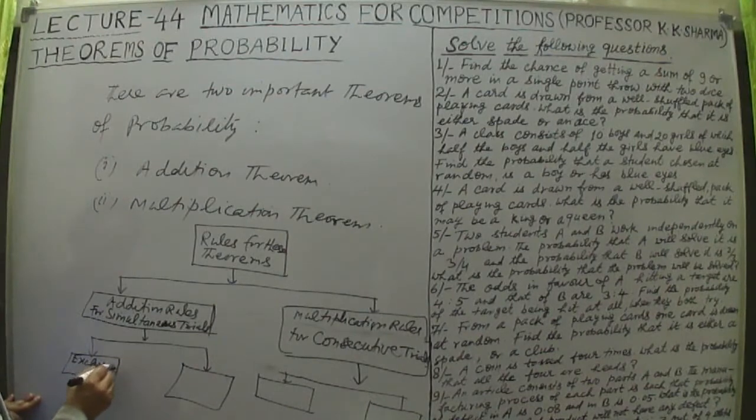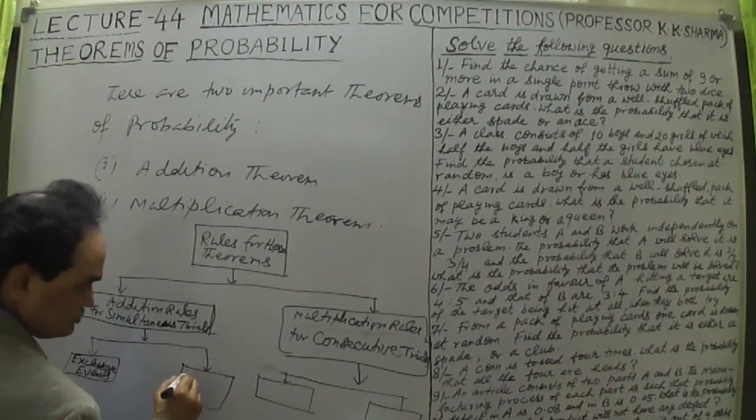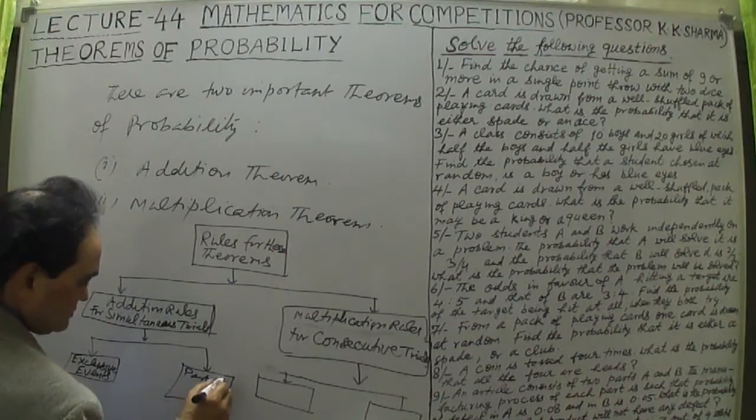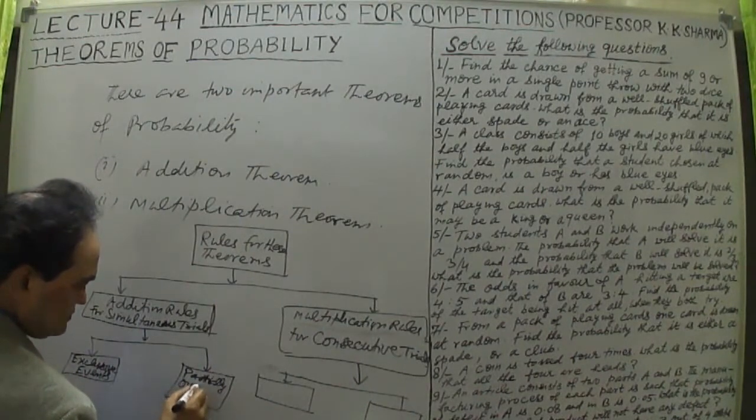Mutually exclusive events. These are exclusive events or mutually exclusive events. They are mutually overlapping, some partially overlapping, not mutually exclusive, but they are partially overlapping. Try to understand. Overlapping.